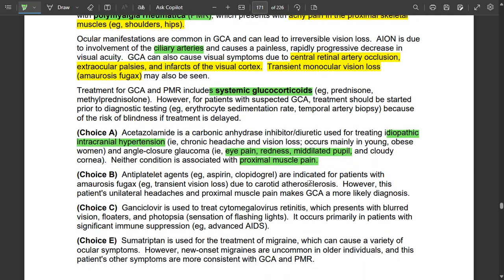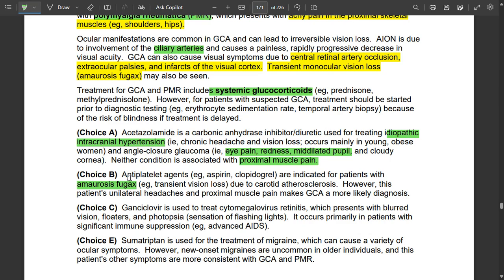Antiplatelet drugs like aspirin and clopidogrel are indicated for patients with amaurosis fugax. If a patient has amaurosis fugax, we say it is transient monocular vision loss, due to carotid atherosclerosis. So carotid disease can occur. However, with this patient, unilateral headache and proximal muscle pain do not occur. Atherosclerosis can involve both vessels, therefore the carotid arteries.